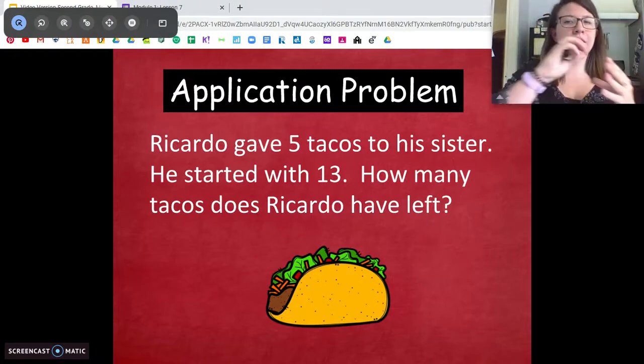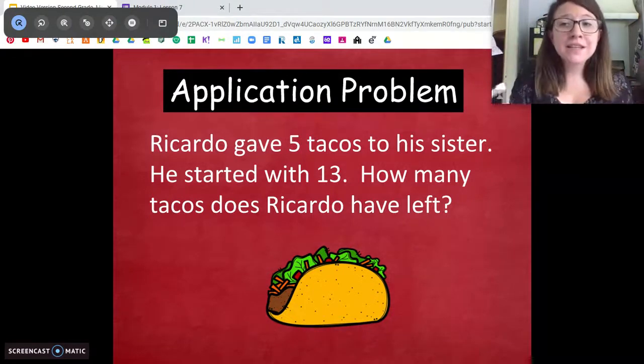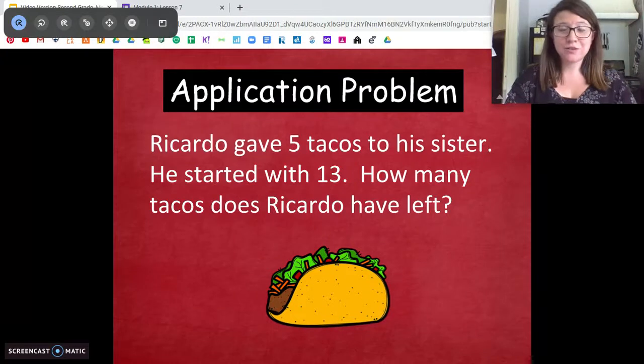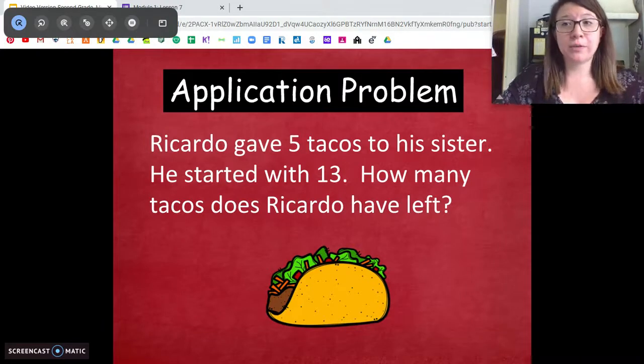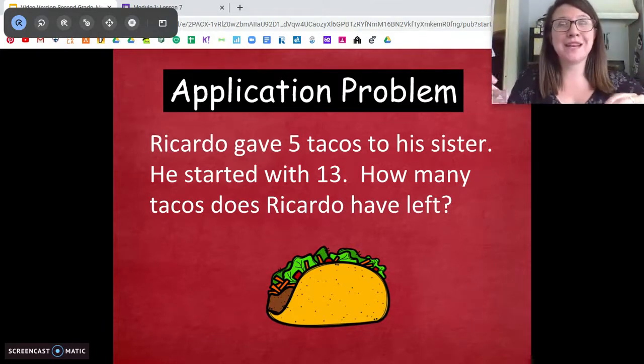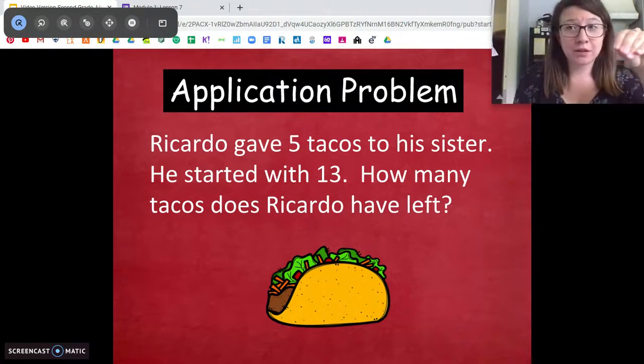So to me, the saying, how many does he have left, is telling me that he gave some away. So I'm going to know that I'm going to need to subtract. So go ahead and solve this problem the way we've been doing it with the take from 10 strategy. Pause the video and solve.